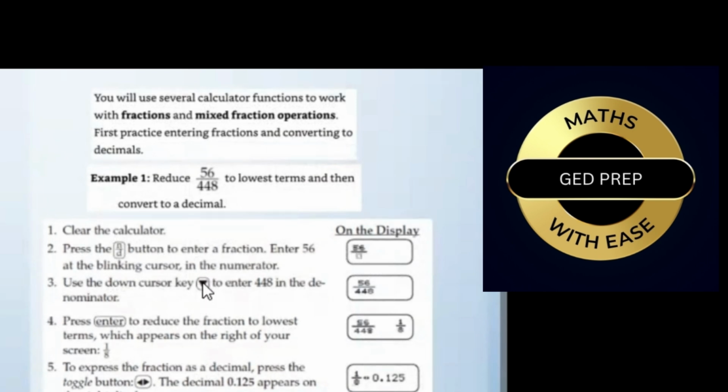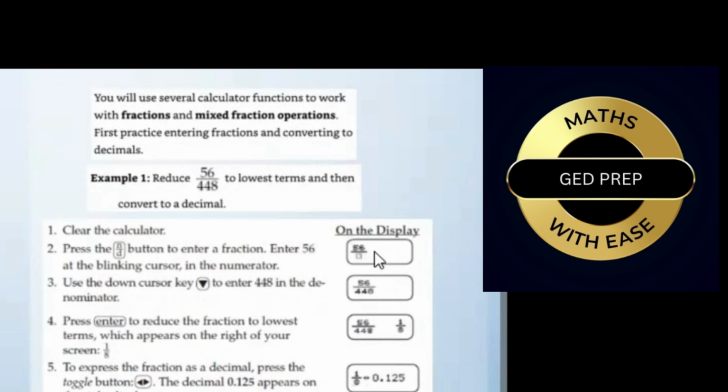So let's say you decide that you want to enter your numerator first, enter 56, where your cursor is blinking, and make sure that you're putting the number in the right position, right? Because you don't want to put 56 in the denominator. So look at where the cursor is blinking, and it usually starts in the numerator, but for some reason, if it's starting in the denominator, put in the number that's relevant to the denominator, right?